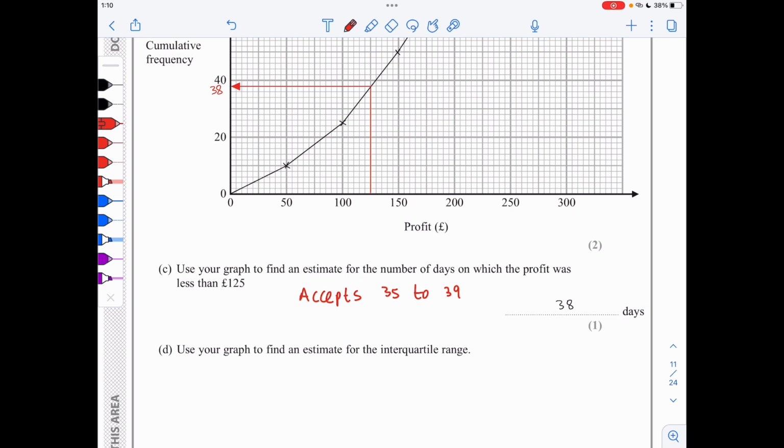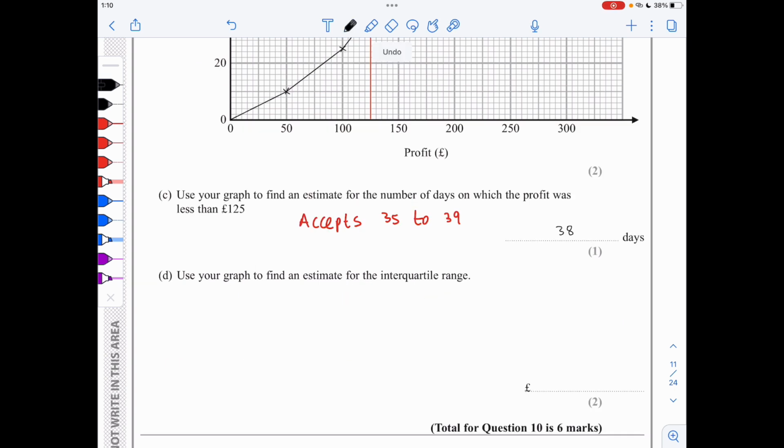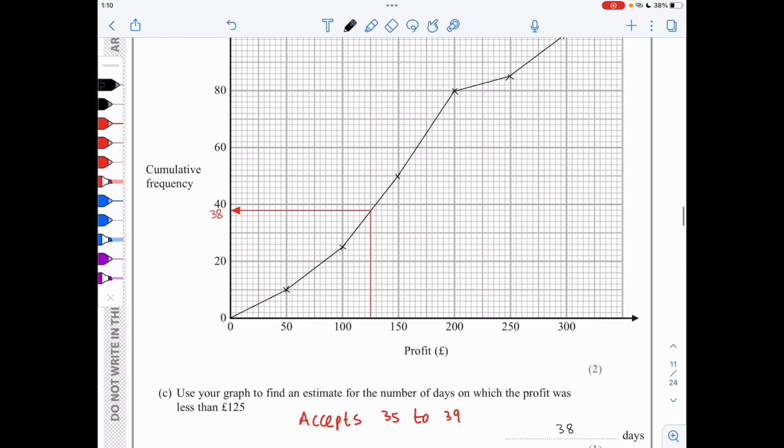In D, we need to use the graph to find an estimate for the interquartile range. Now for Q1, I will do a quarter of 100, which is 25. For Q3, I will do 3/4 of 100, which is 75. So I will go to my graph here. I will go from 25, which is somewhere here, and then down, and then from 75 and go down to read Q1 and Q3. So there it is.